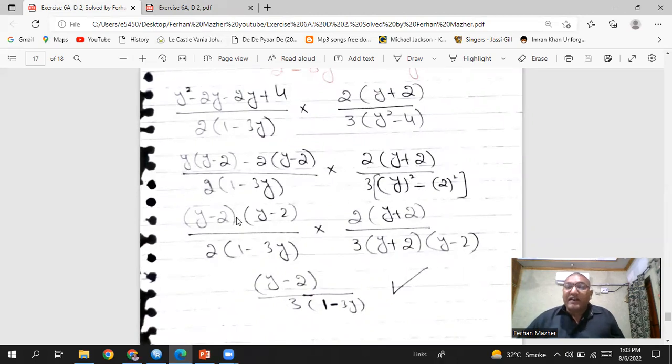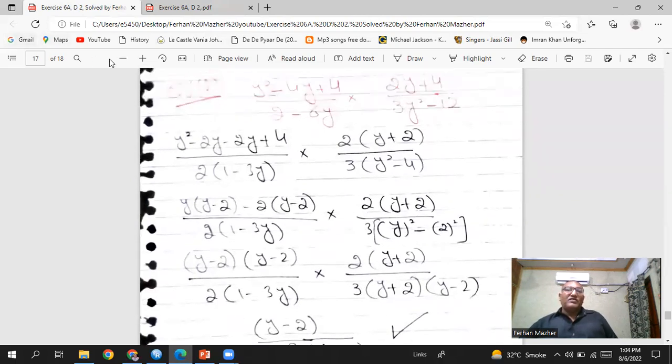You're left in the other bracket y minus 2. And here you will have 2, and here you will have 1 minus 3y, and then you have 2 bracket y plus 2. So this can be written as, because these are two perfect squares, negative between them, y plus 2 into y minus 2. Now, y minus 2 will be gone, y plus 2 will be gone, and 2 will be gone. So you are left with y minus 2 upstairs, and downstairs you are left with a 3, and bracket 1 minus 3y bracket close. So this is how you will do.